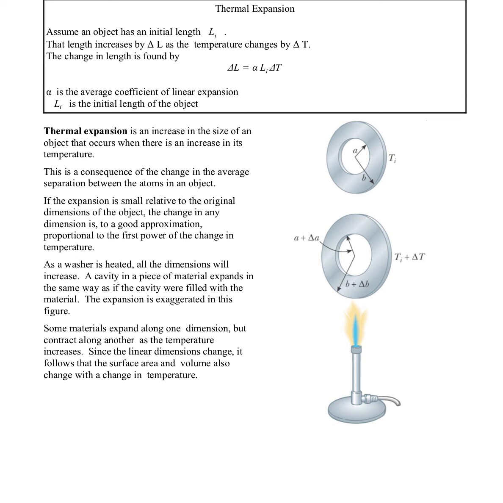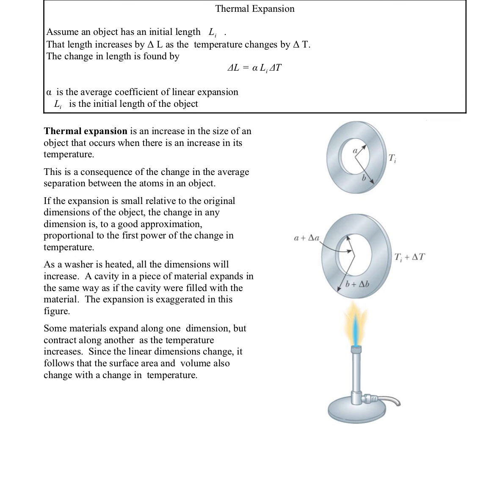If an object has an initial length L, then the length will increase by a delta L as the temperature changes by delta T. All metals have an alpha coefficient. It's called the coefficient of linear expansion, which tells you how large they would get depending on the temperature change.